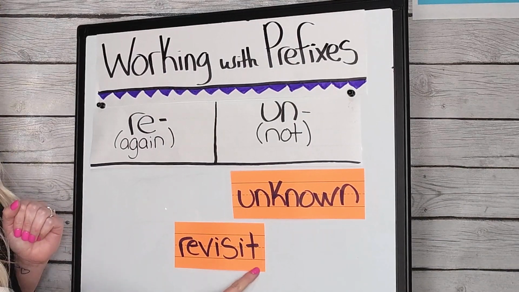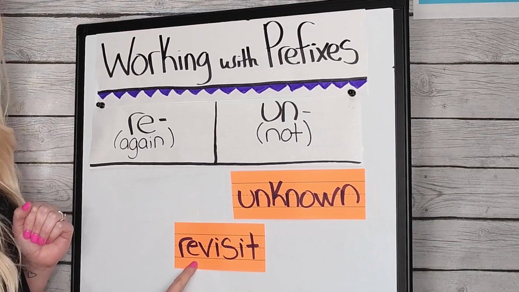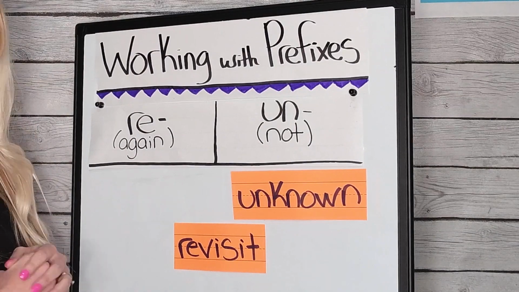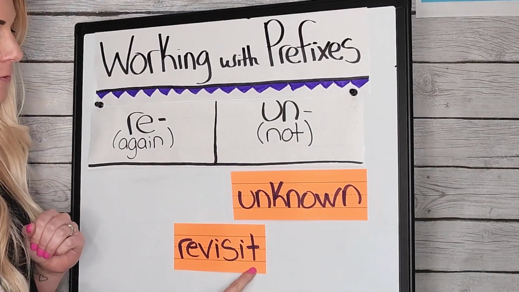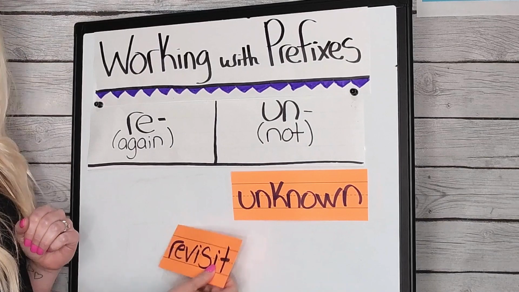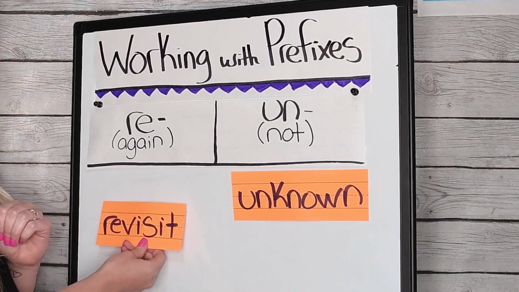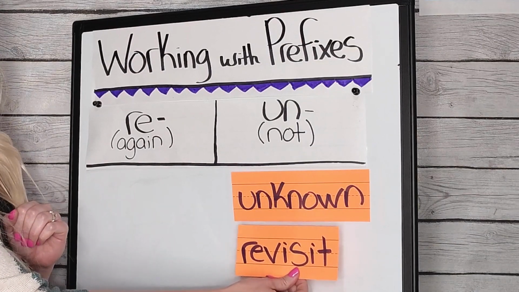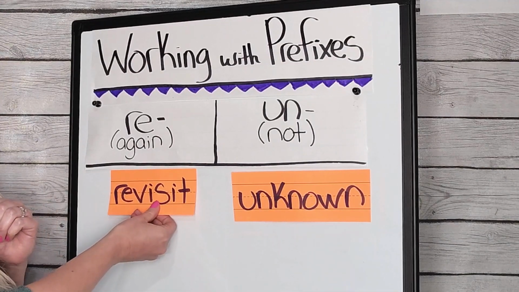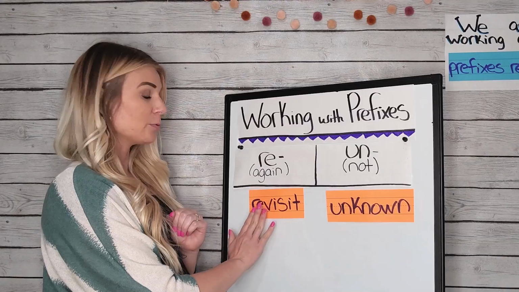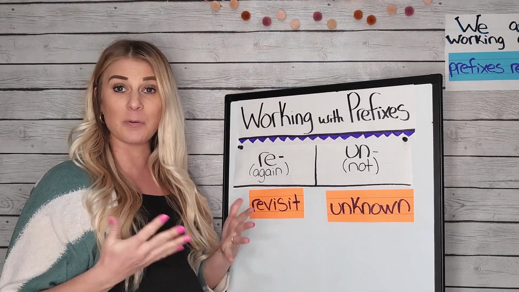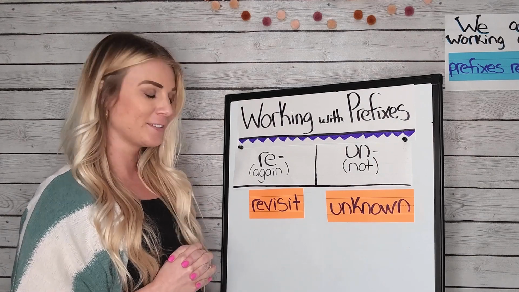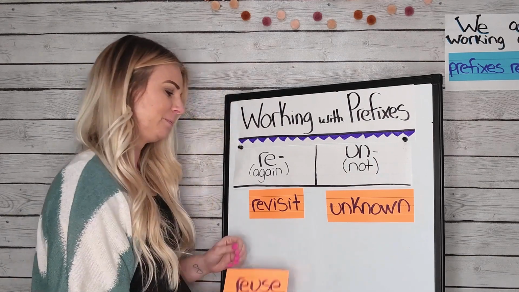Here's our next word. Can you try reading this word to yourself? My prefix in this word looks like it is re. I know re means again. So revisit means to visit again. Would I place this in my re column or my un column? You're right. I would put it right here in my re column. To revisit means to visit again. I would love to revisit Mackinac Island someday, especially for the fudge. Let's try reading another word.